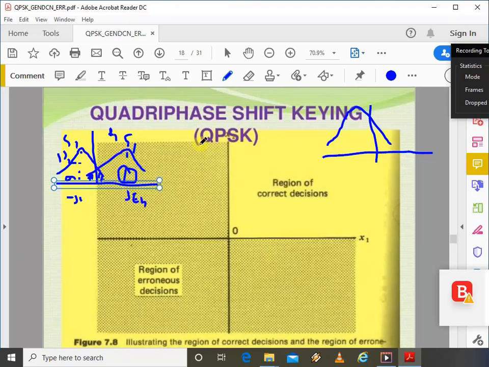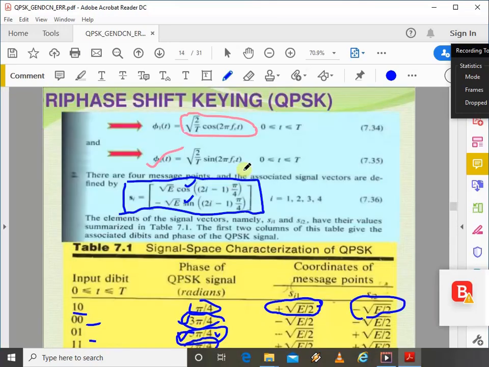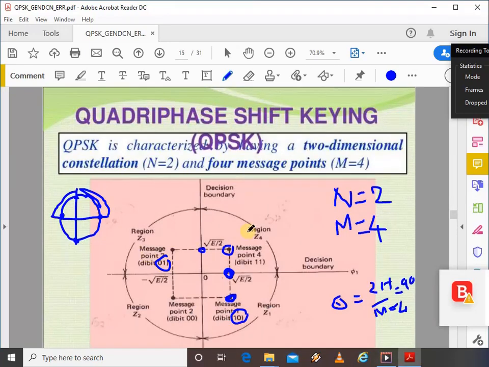As far as BPSK is concerned, we are working with symbol 1 and symbol 0. But in case of QPSK, we are not transmitting a single bit at a time. We are transmitting dibits. In case of BPSK, it was very easy to determine the erroneous area to calculate the probability of error. But in case of QPSK, we are transmitting 4 symbols, 4 messages, and there are 4 different regions.